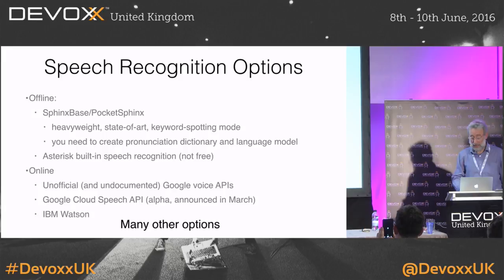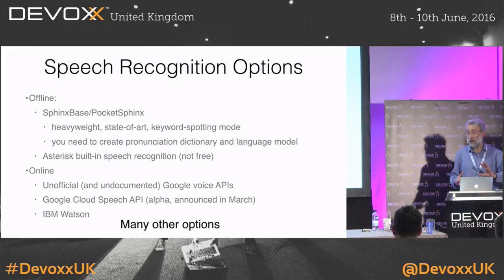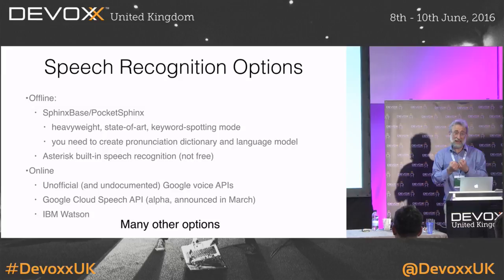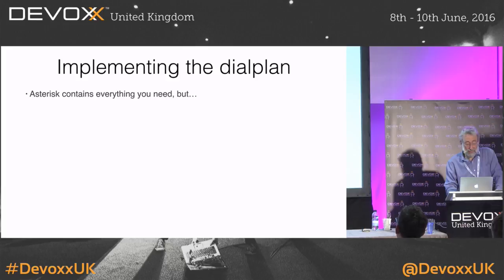So now, I've kind of got the components of what I want, I think. You saw what the idea of the dial plan was. The big missing step there was the voice recognition. So now I want to implement the dial plan. Asterisk contains everything you need.